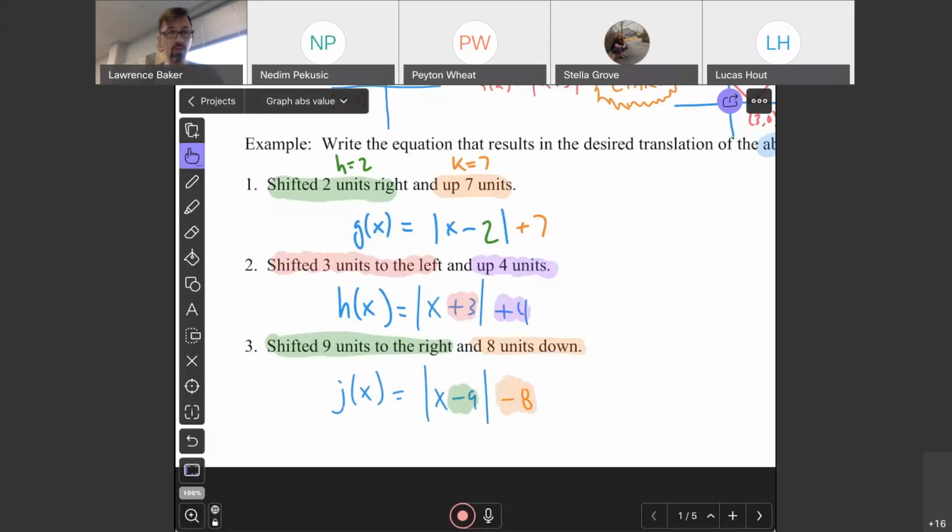Anything about writing the equation given certain shifts? Our lefts and rights always go inside the bars, but we don't trust their sign. Ups and downs go after the bars. We do trust them.